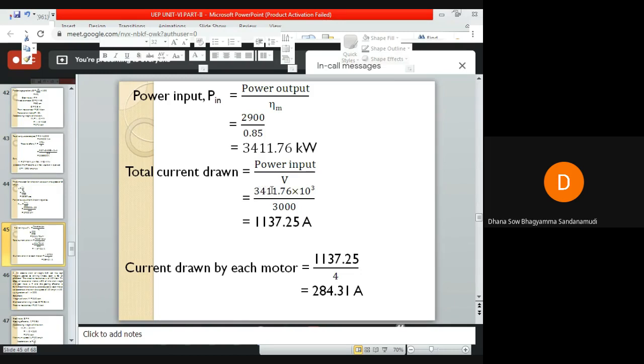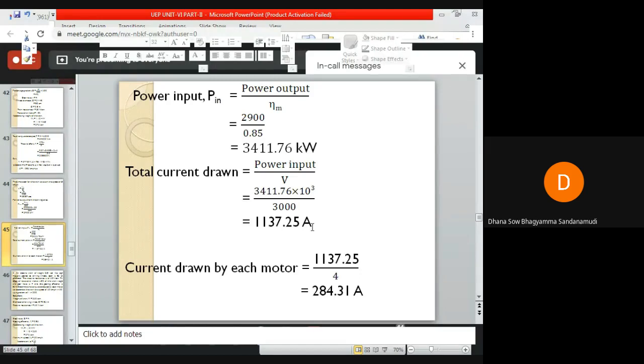So 3411.76, it is in kilowatts. I have considered only watts here, so into 10 power 3 by V, which is 3000. You just simplify it, you will get 1137.25 amperes. Okay, this is the total current drawn by all the 4 motors. So there are 4 motors in this problem.